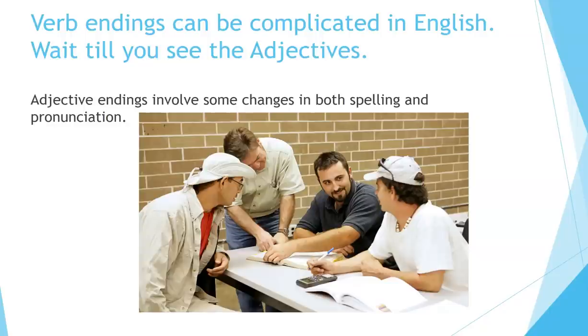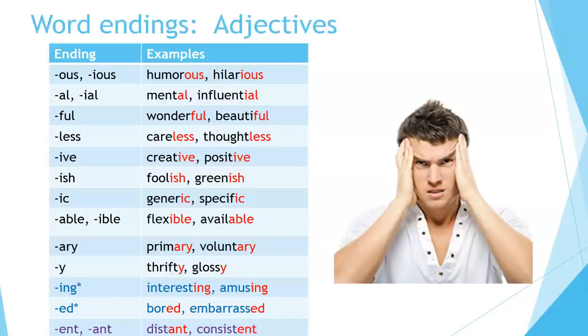Verb endings can be complicated in English. Wait till you see the adjectives. Adjective endings involve some changes in both spelling and pronunciation. Word endings, adjectives. Ending, examples.